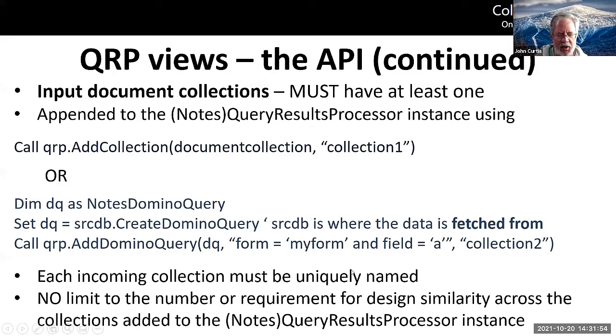Now, each incoming collection must be uniquely named, but there's no limit. I want to emphasize there's no limit to the number or the requirement for similar design across collections. This is Domino at its best. It's a wide open design center. You know your data. It's awesome. You know how your data relates to it. Your data relates to other data, and it's up to you to decide how you want to mold it.